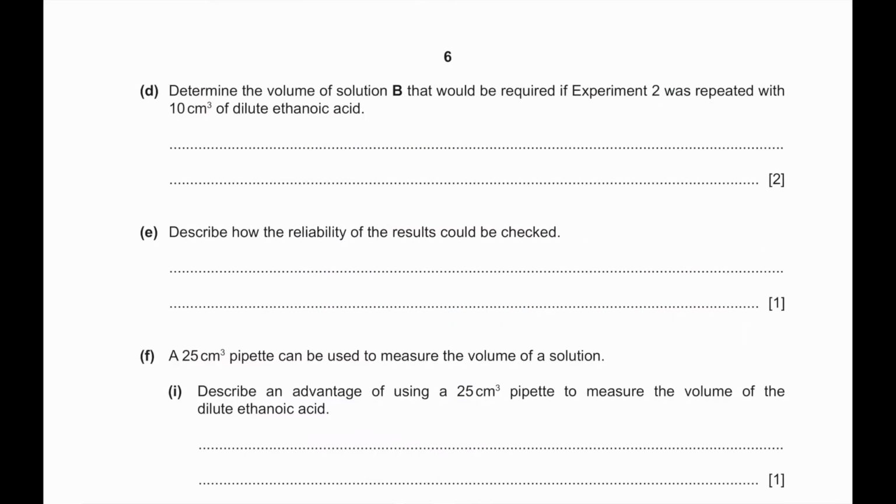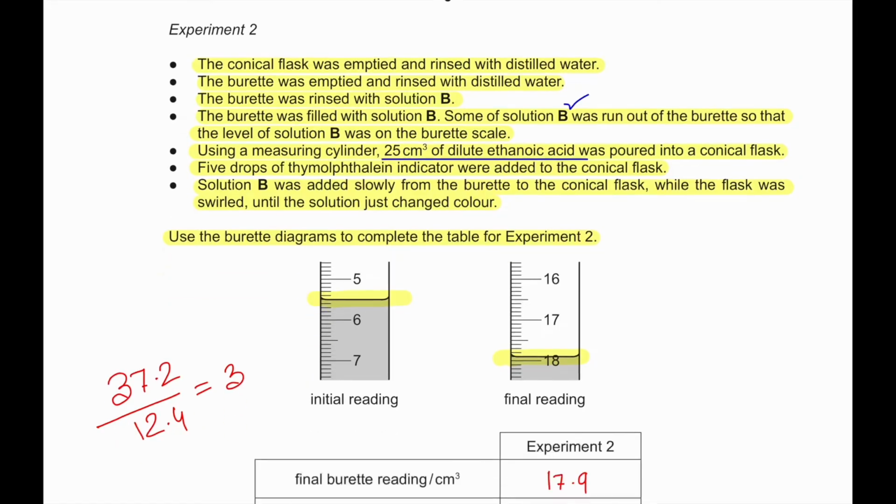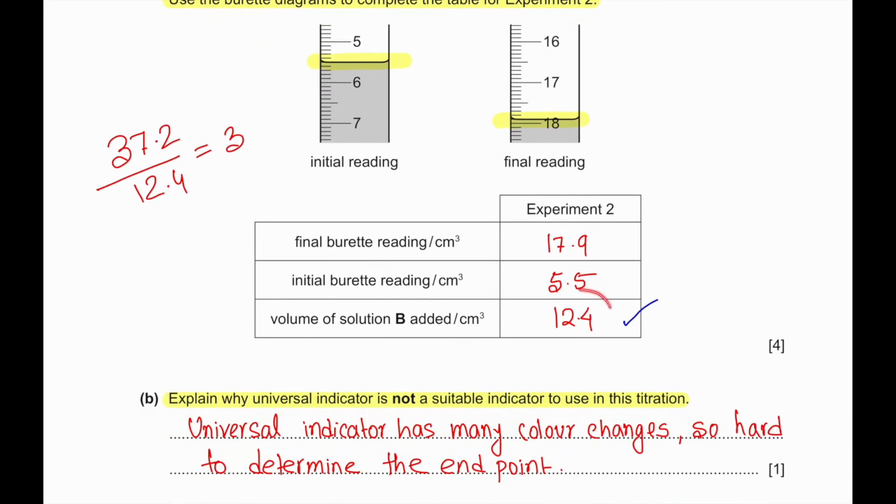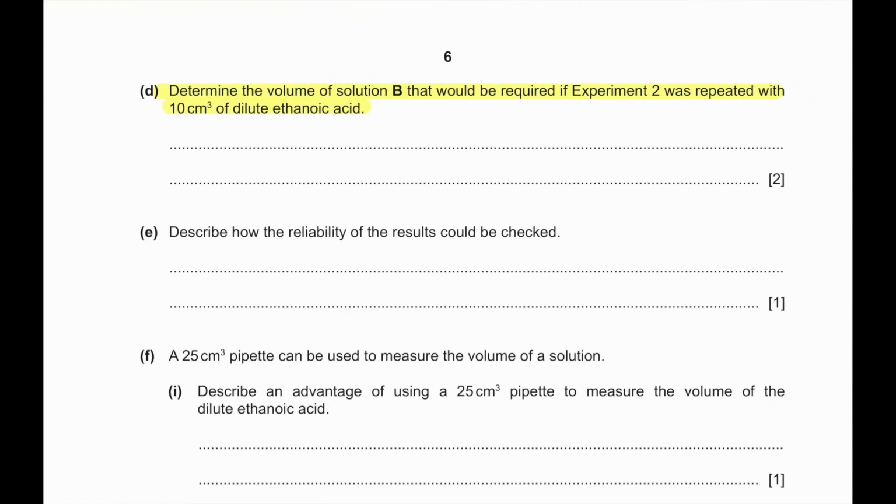Part D. Determine the volume of solution B that would be required if experiment 2 was repeated with 10 cm³ of dilute ethanoic acid. When we used 25 cm³ of dilute ethanoic acid, we required 12.4. So now, since we are going to be using 10 cm³, which is 2.5 times less than the original volume that we used the first time, the answer will be 12.4 divided by 2.5, which would be 4.96 cm³, equivalent to 5 cm³.